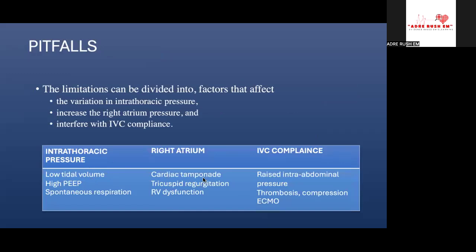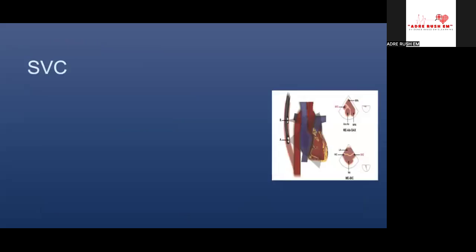Alterations with an increase in your right atrial pressure include cardiac tamponade, tricuspid regurgitation, and RV dysfunction. For IVC compliance, raised intra-abdominal pressure, thrombosis, compression, and ECMO can all affect your compliance. So, in these conditions, the results might not be reliable.